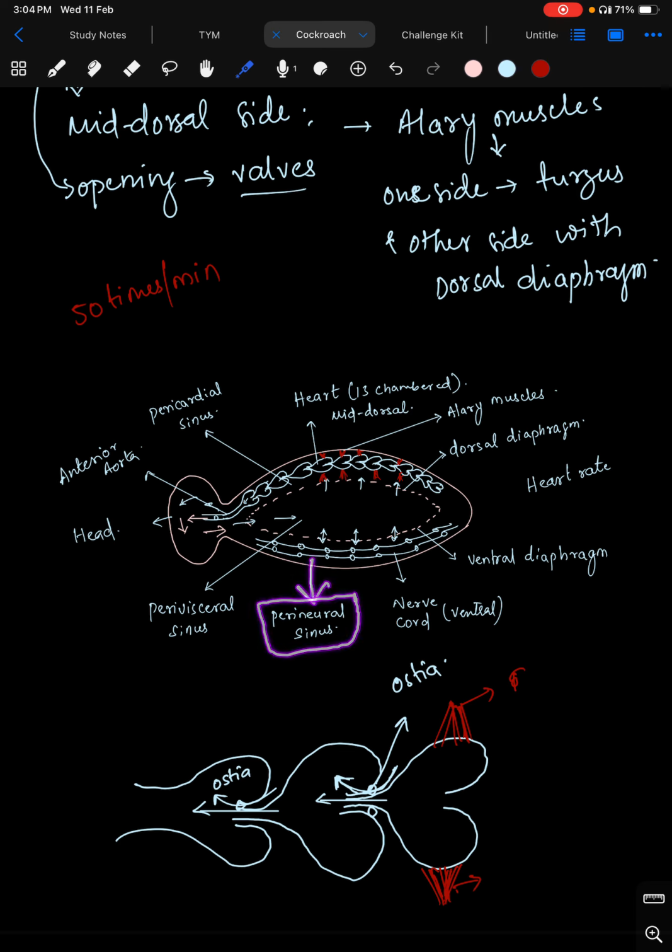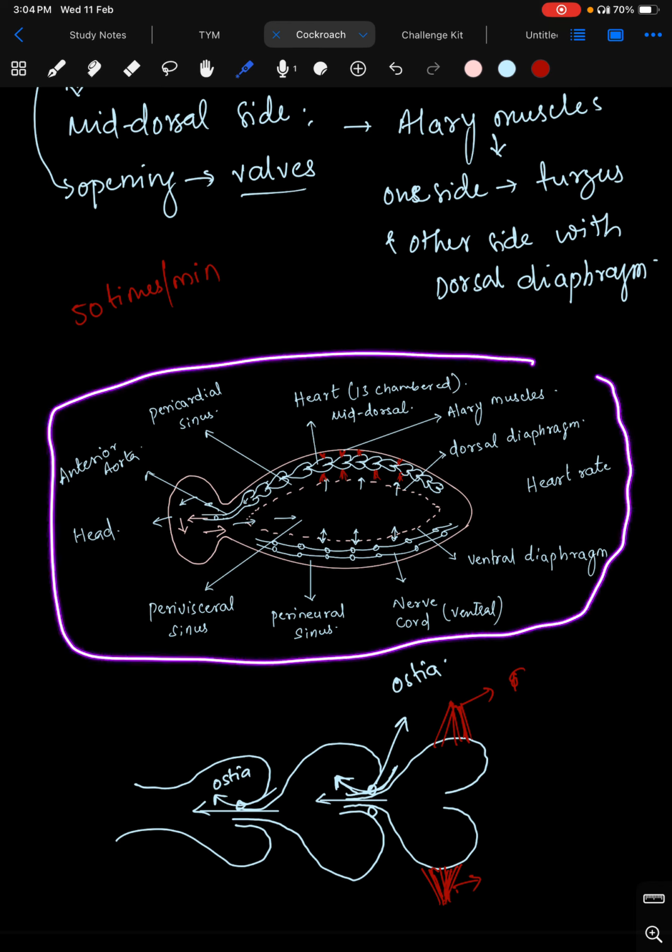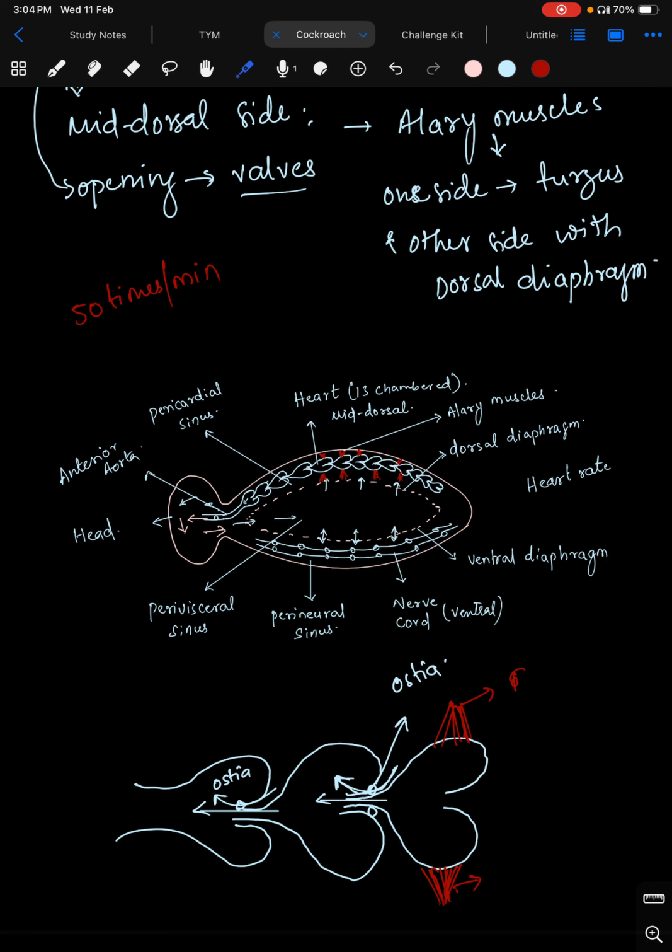Here you can see the difference between chordates and non-chordates. Cockroach is a non-chordate, so the heart is present on the dorsal side, whereas the nerve cord is present on the ventral side in non-chordates. But in chordates, it is opposite, including human beings. Our heart is present on the ventral side, and the nerve cord is present dorsally in the vertebral column. But here, the opposite is there. Like this is the whole structure of the circulatory system of the cockroach.